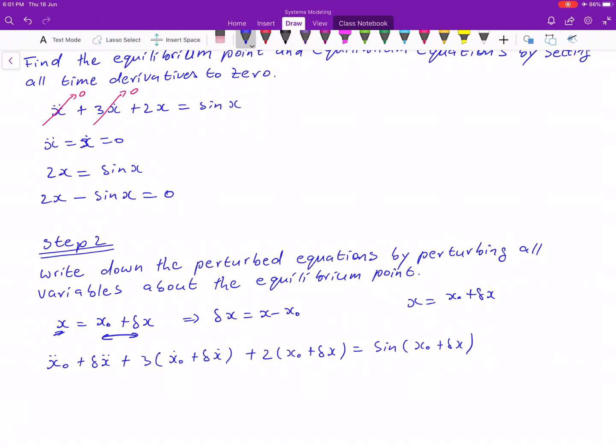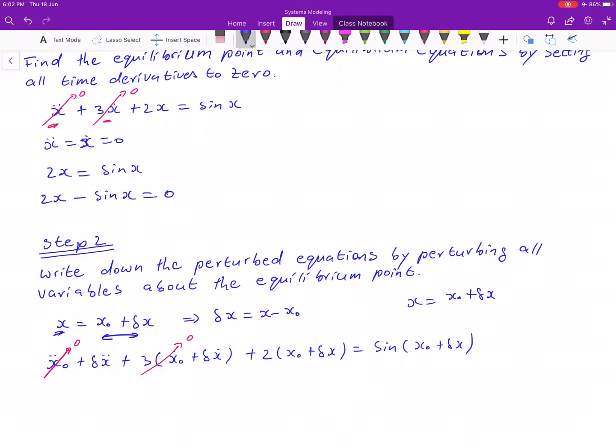If you had an x double dot, you just had an x double dot there, and so on. Now looking at this equation, we said that we set our derivatives to 0 from here, meaning that that's 0 and that one was also 0. So let me rewrite this equation.